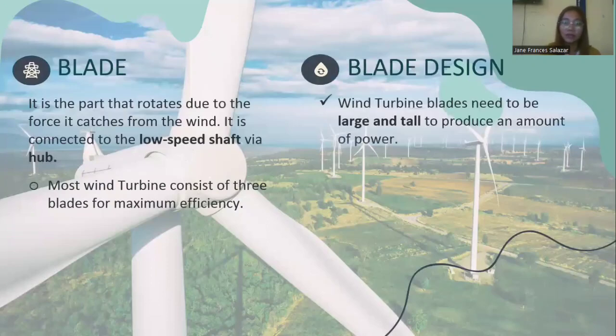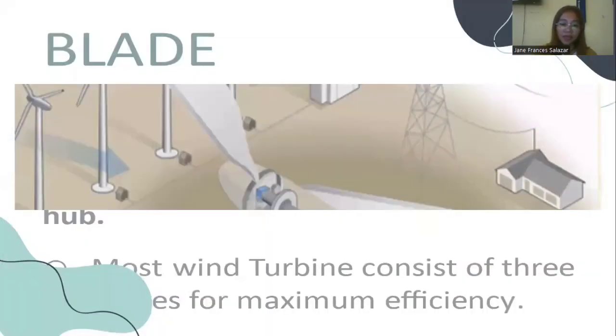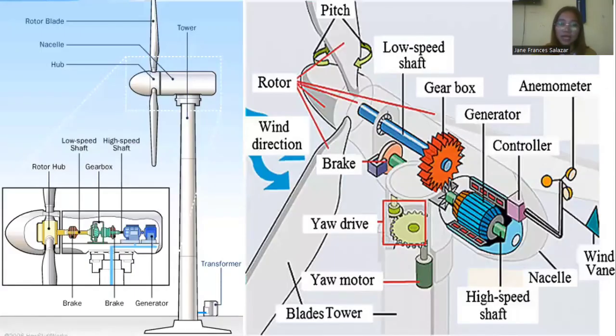Wind turbine blades need to be large and tall to produce the amount of power. Kailangan yung isang blade or isang wind turbine ay matangkad siya. Tulad nito, kapag mas mataas ang tower, mas malakas yung wind na magtutulak sa blade.